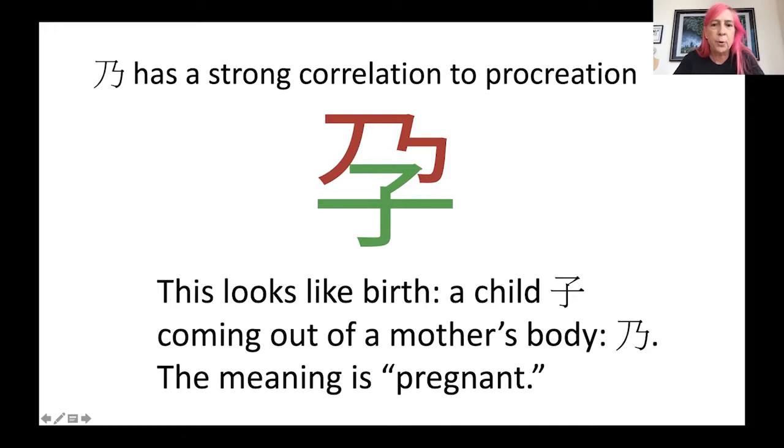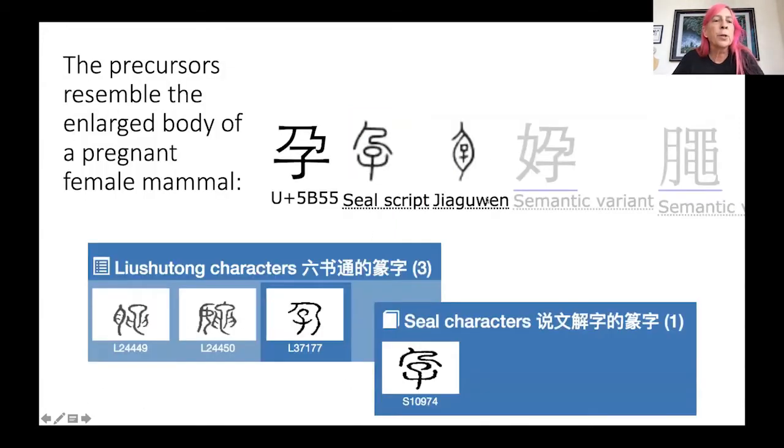This looks like birth. A child, zi, is coming out of the mother's body. Nai, the meaning is pregnant. The precursors resemble the enlarged body of a pregnant female mammal, and I have also studied Oracle bone, ancient Egyptian, Sumerian, Mayan. We see a constant consistency of pregnancy, milk, breast depicted with similar kinds of shapes.